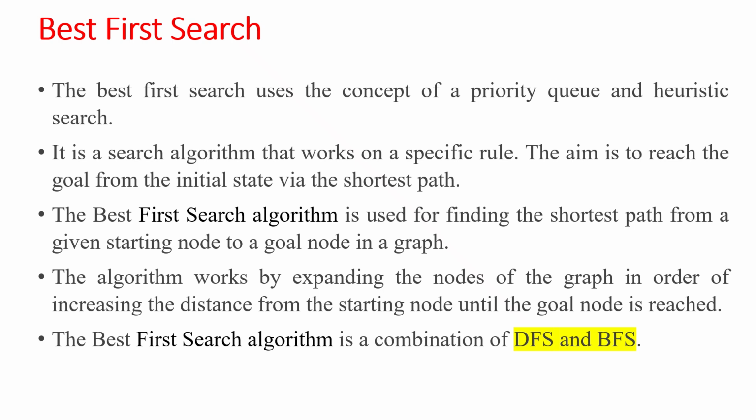So the process starts with the start node in the open list. Select the node with the lowest heuristic value.